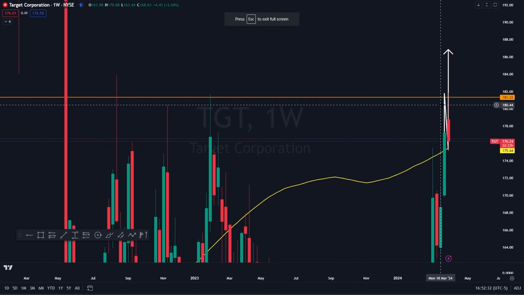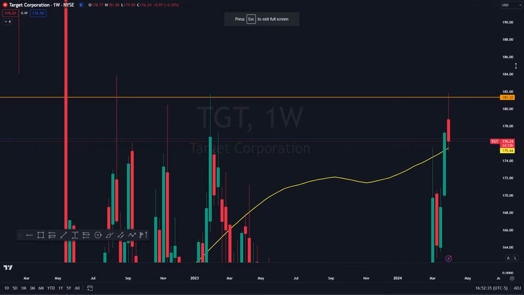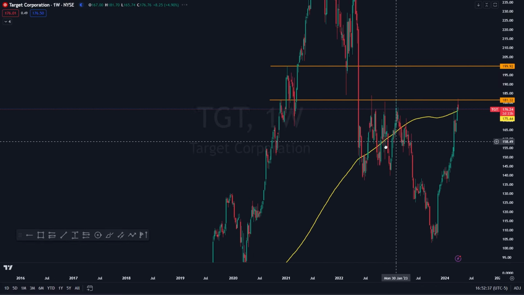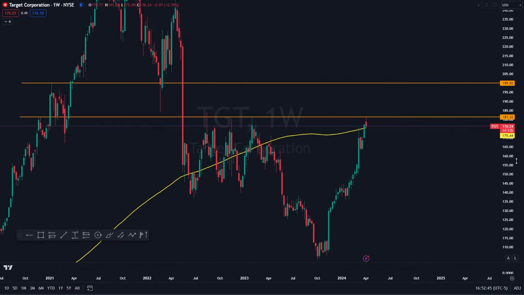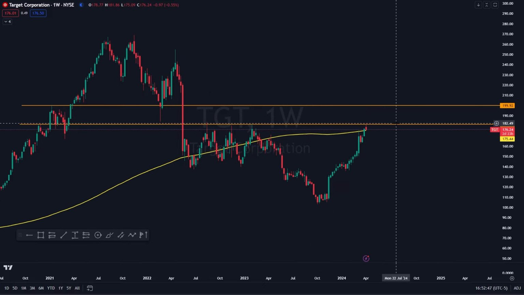And again, it's different. I know sometimes I fall in love with some weird stocks, but Target, I think it's grossly undervalued. If you mount 181, 181.5, I think you are going to erupt into 200. There's very little liquidity here. One of my favorite names. You get above that, I'm telling you, you're going to go crazy.